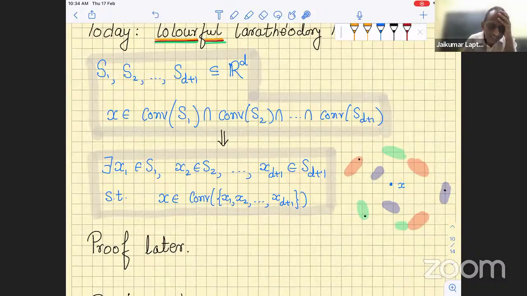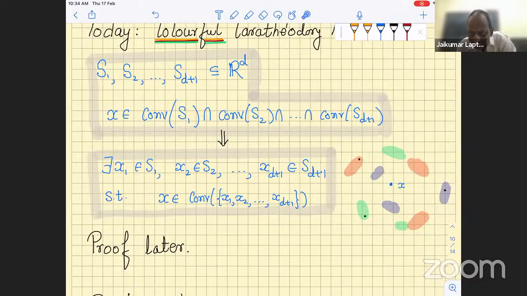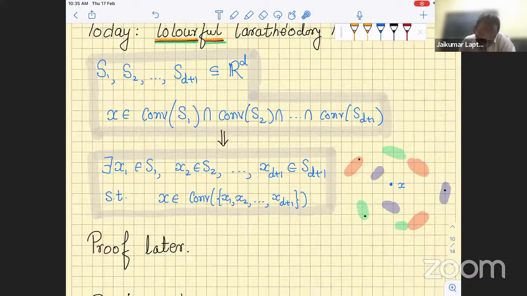Is this clear? Yes. Sorry, everybody? Yes. Okay. So I'm going to call people. Ashutosh, is this clear? What is being claimed? Not clear. Ashutosh is there.